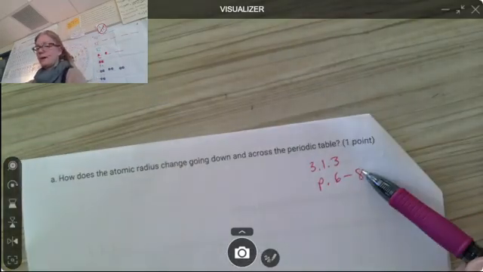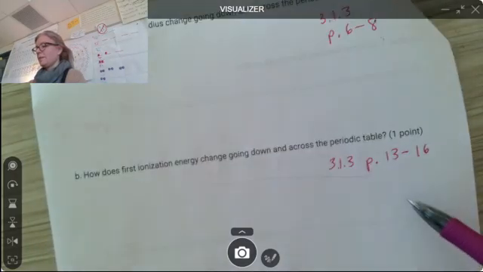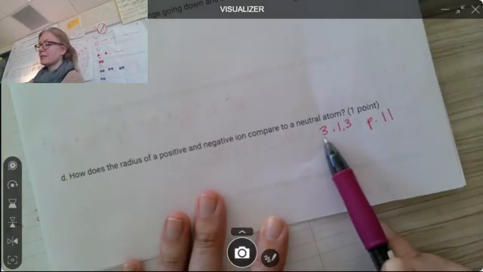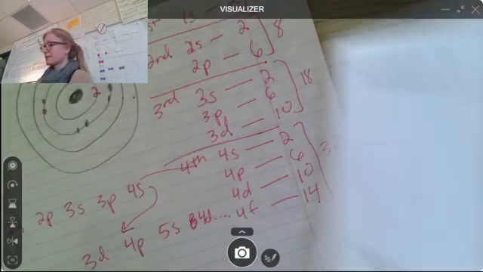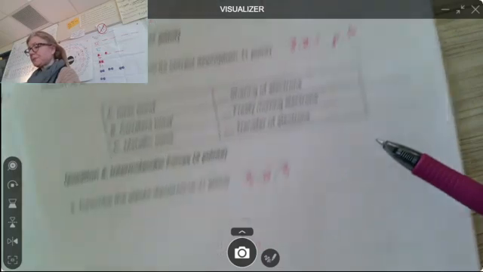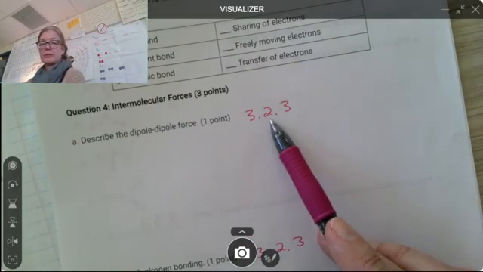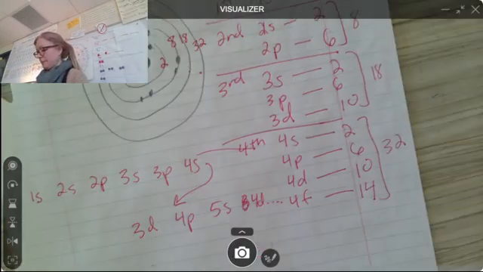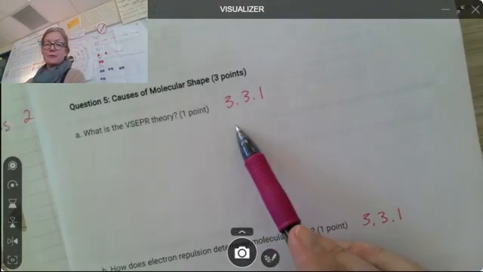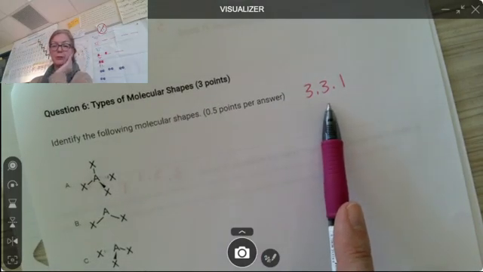All right, so hopefully that clears some stuff up. This next stuff for question 2, A is 3.1.3, page 6 to 8. B is 3.1.3, page 13 to 16. C is 3.1.3, page 17 and 18. And D is 3.1.3, page 11. So that's where you find those in the text. And then question 3, you'll find this in 3.2.1, page 6. And then the intermolecular forces, you'll find all of this in 3.2.3, 3.2.3, and 3.2.3. That was all of question 4. And then all of question 5 you'll find in 3.3.1. That's where you'll find the answers to all these. Question 6 you'll find in 3.3.1.